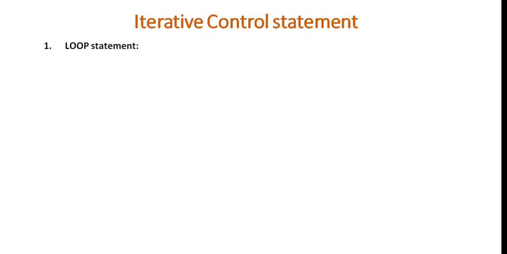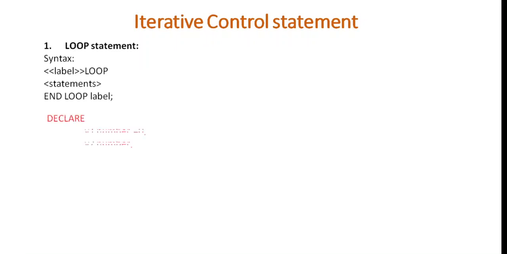So loop statement is the basic iterative control statement in PL/SQL. The syntax of loop statement is: first we give a label, that is the name of that statement, and then we use the keyword loop. Then inside the body of the loop statement we write the executable statements, and then end loop will be there. So this is the simple syntax of loop statement. Here we just execute a number of executable statements. Now we'll see an example of loop statement.